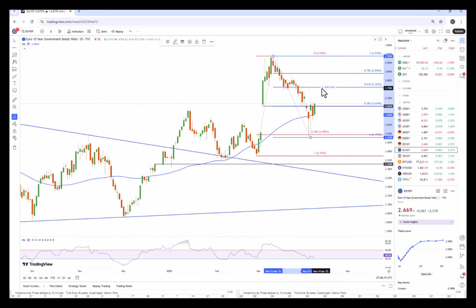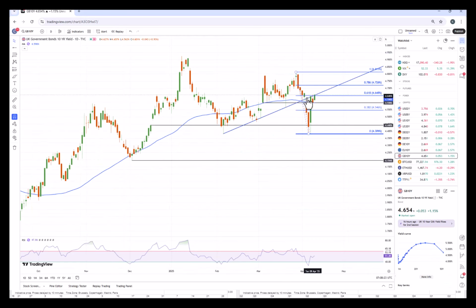The UK currently testing this trend line here and the 61.8 retracement at 465. If it takes out the trend line, I think we could see it push up to around 472, which is the 786 retracement.